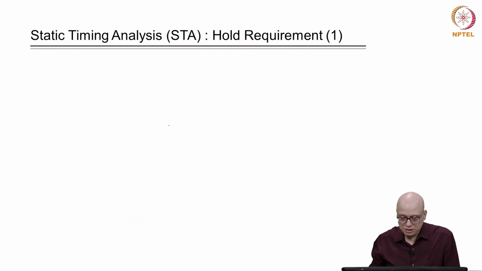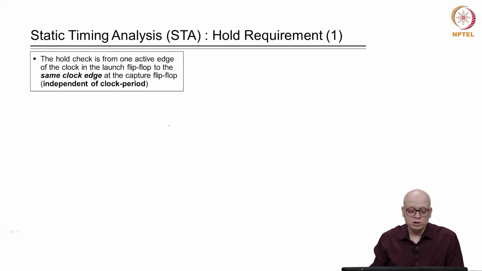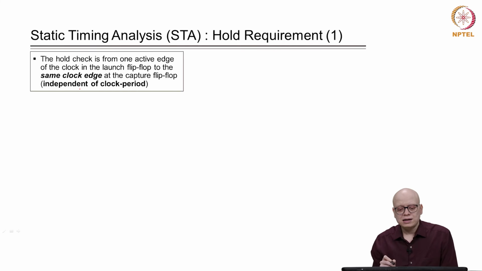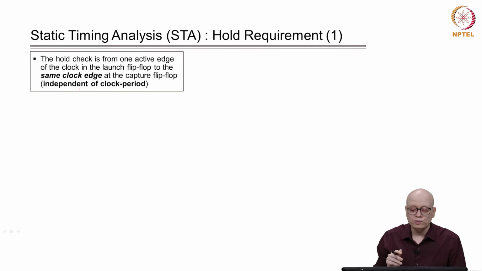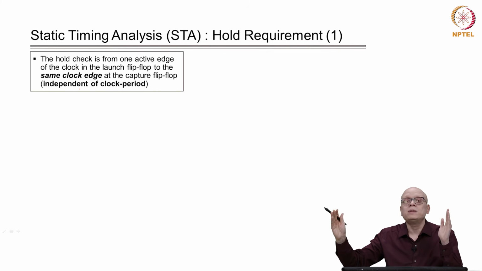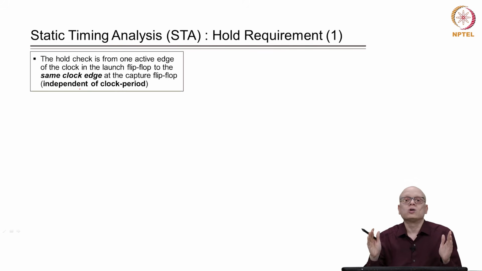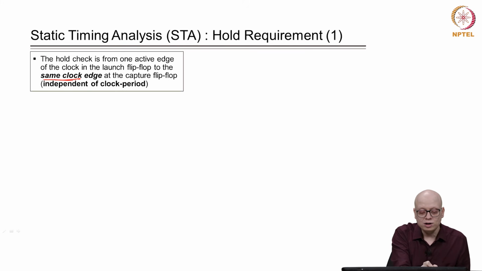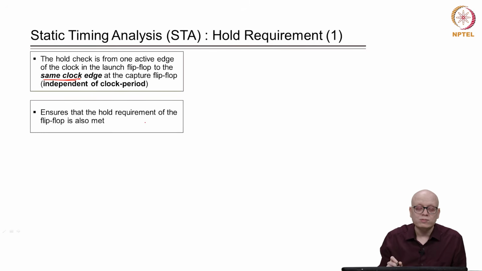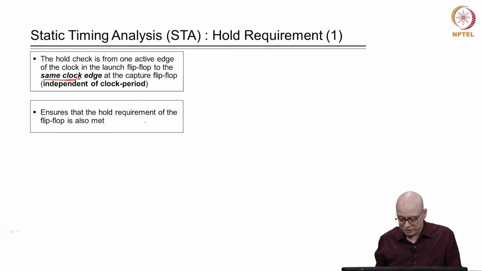Now, similarly we can compute the hold requirement, right. The hold check is from one active edge of the clock in the launch flip flop to the same clock edge at the capture flip flop, right. What do we check in the hold requirement? We check that the data launched by a flip flop does not get captured by the capture flip flop in the same clock cycle, right. It is the same clock cycle, not the next clock cycle. So, it ensures that the hold requirement of the flip flop is also met, right.